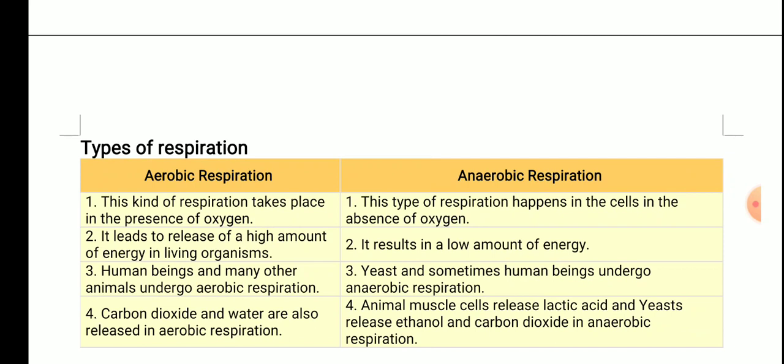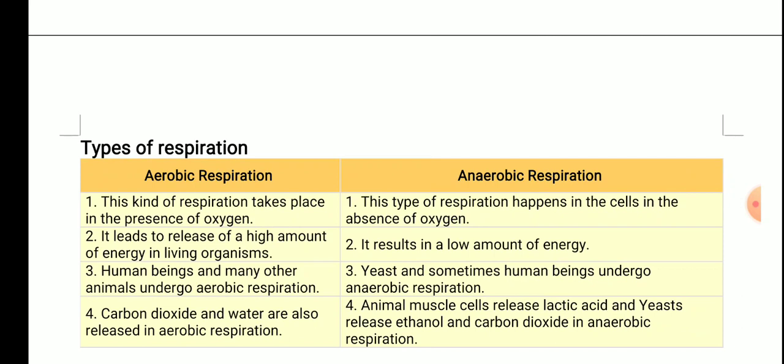Let's start. Students, basically two types of respiration we have to study. One is aerobic respiration and another is anaerobic respiration. Let's take a look at the differences between those. Aerobic respiration is the kind of respiration that takes place in the presence of oxygen, and the other is in the absence of oxygen.